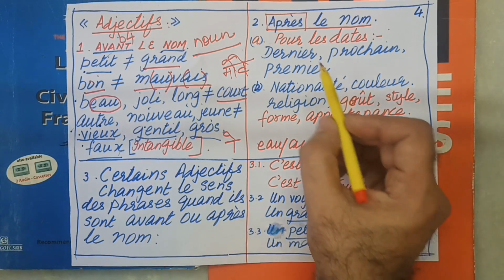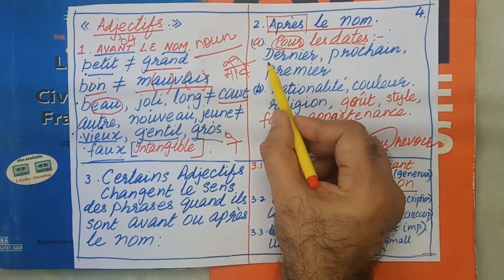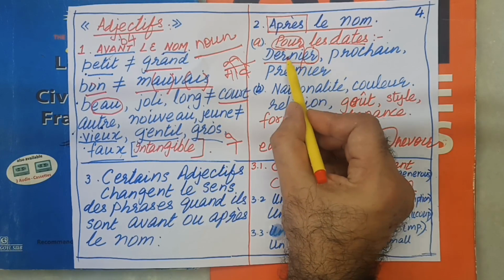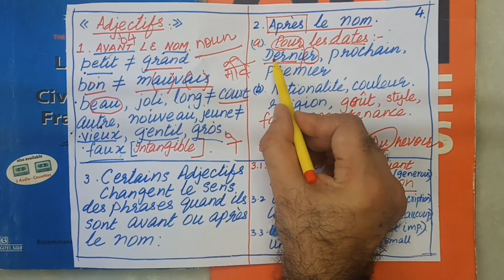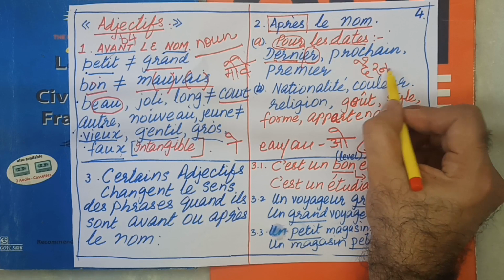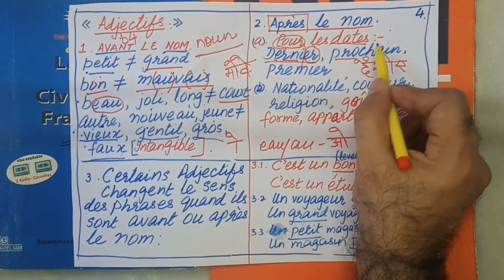And then you have pour les dates. Pour is for dates. Dernier, er is a, i is e, and after e you have two consonants, the sound is a. So that expression becomes dernier. Dernier means last.